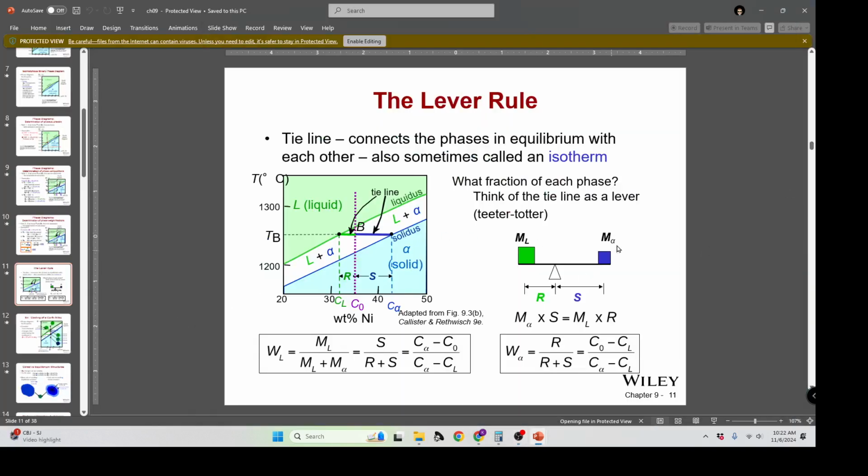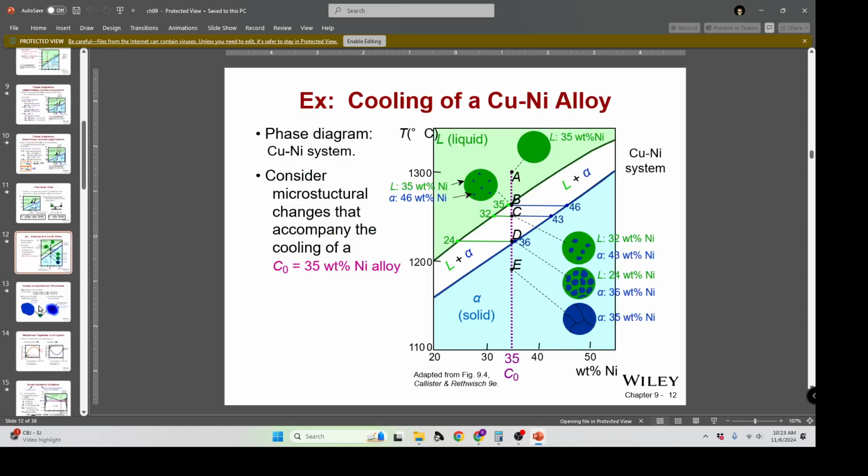So this lever rule is also an isotherm because it's looking at a single given temperature at different compositions that exist in equilibrium. So the weight fraction for the liquid can be calculated this way. The weight fraction for alpha can be calculated this way. So I think we've hammered that point sufficiently.